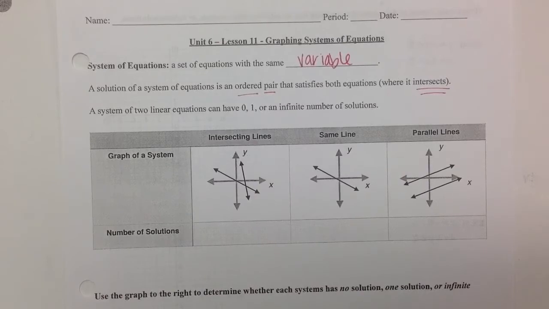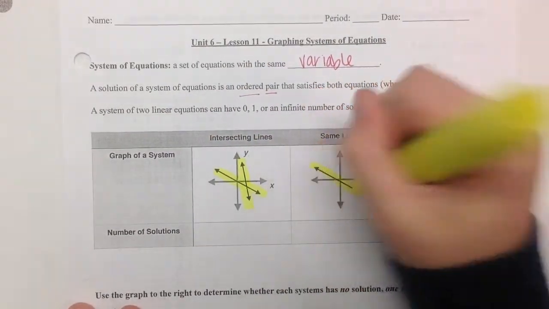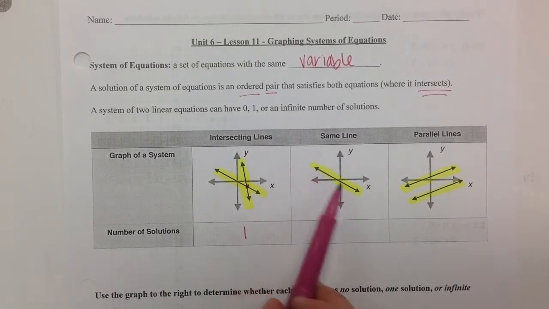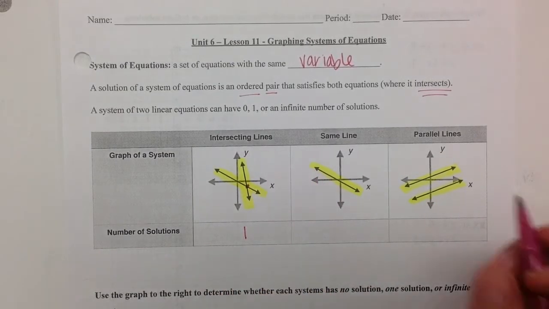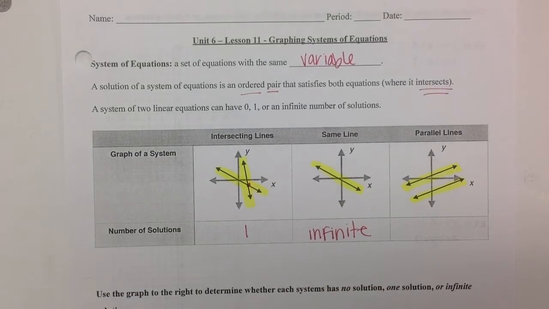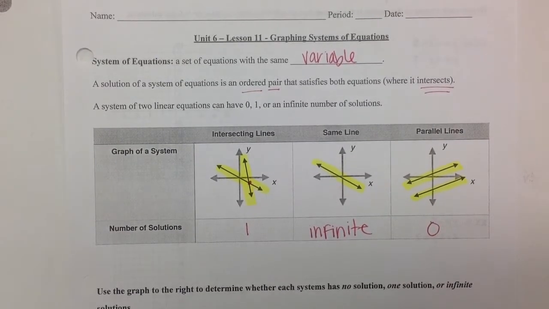So looking at these three examples here, the lines that we're talking about are here. In this first one, those are intersecting lines. They intersect at a point. That point is our solution. We would have one solution. Here, all we see is one line because both lines are on top of each other, which means they have infinite solutions. They're the exact same line. They're going to go on and on forever. And then here, they're parallel lines, which means they're never going to intersect, which means they have no solution. There's no point that they intersect at.